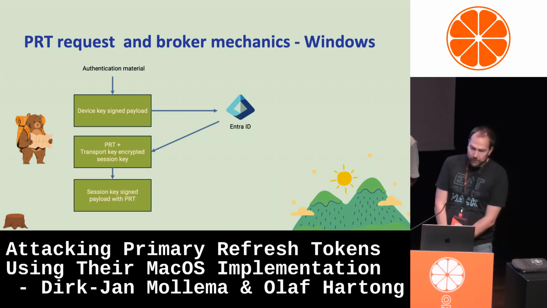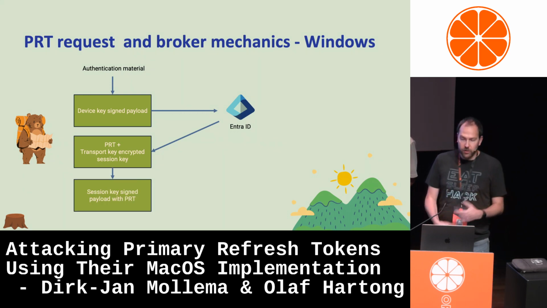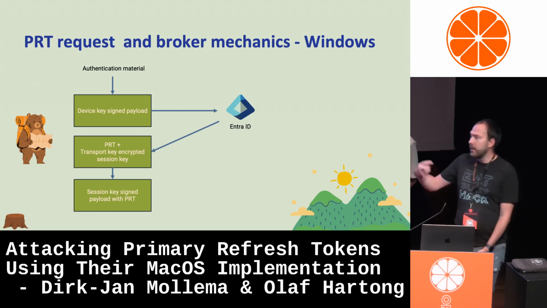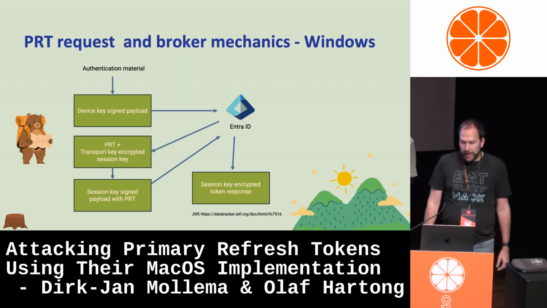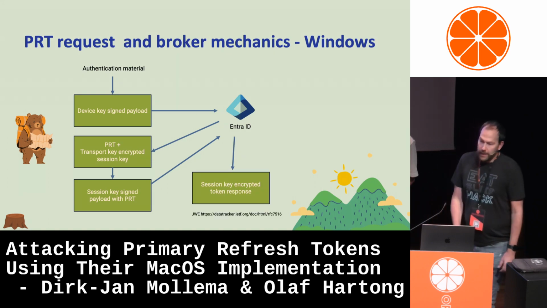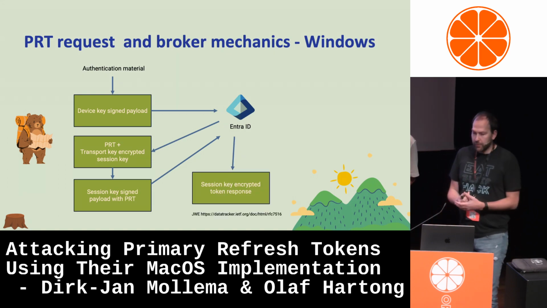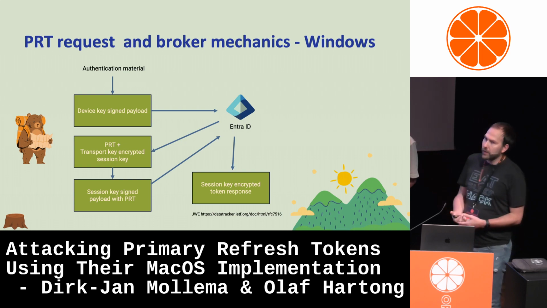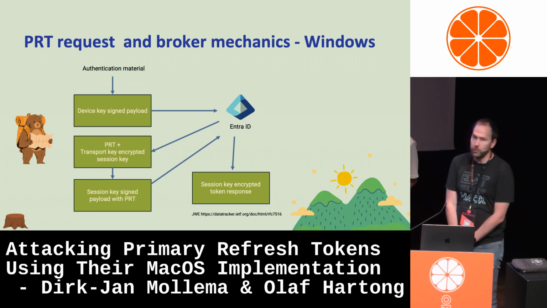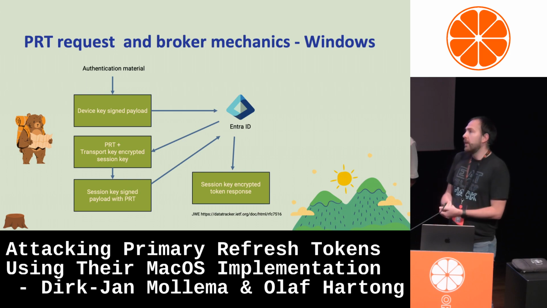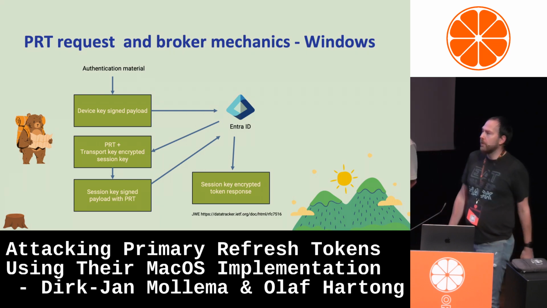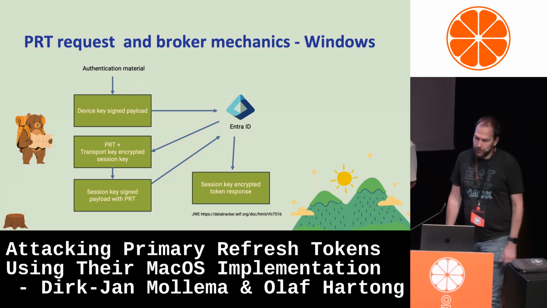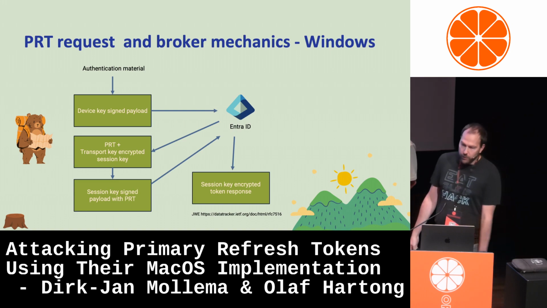Now once we have this session key, then we can start using the primary refresh token. So we sign a payload with the session key, we send that to Entra. Then Entra is going to give us a token for a specific app, for example, for Teams. But again, this is going to be encrypted, and we use the session key to decrypt that payload. It's encrypted with a standard called JWE, or JSON Web Encryption. So it's related to the JSON Web Token standard, but it's actually encrypted. So that's how it works on Windows.